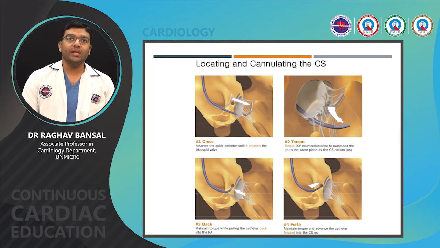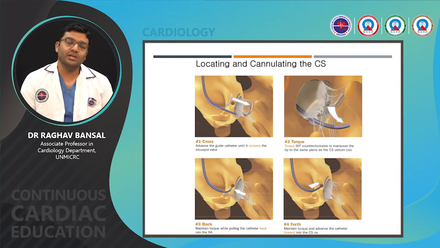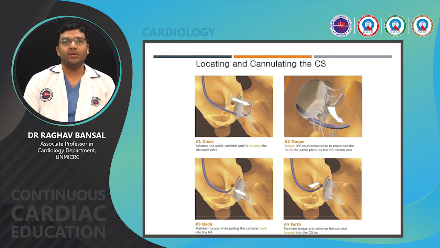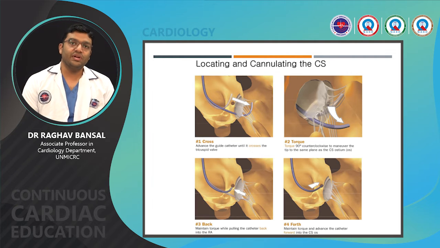Regarding locating and cannulating the CS, this is a simple step-by-step procedure of how to cannulate the CS. This is started in the RAO view while we try to cross into the right ventricle through the tricuspid valve. This can be done by passing a guide wire into the right ventricle, and over the wire we can push the sheath inside the right ventricle. This can be confirmed with the presence of right ventricular PVCs on the ECG. Once we are in the right ventricle, we have to give an anti-clockwise torque so that the catheter faces the right ventricular septum.